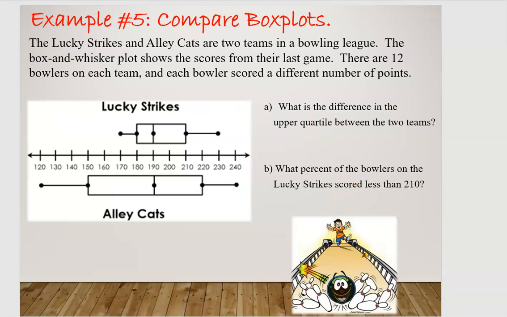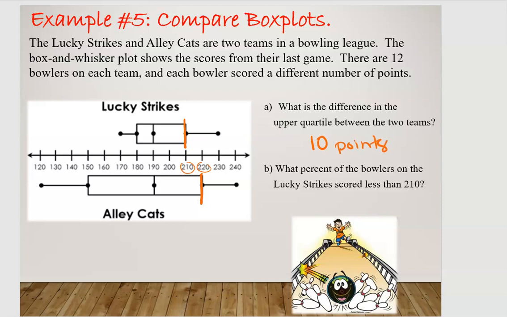So then in this example, we have the Lucky Strikes and the Alley Cats, which are 2 teams in a bowling league. The box and whisker plot shows the scores for their last game. There are 12 bowlers on each team and each bowler scored a different number of points. So what's the difference in the upper quartile between the 2 teams? Here we have the upper quartile of the Alley Cats. Here we have the upper quartile of the Lucky Strikes. So we can see that it goes from 220 to 210, which is a difference of 10 points.